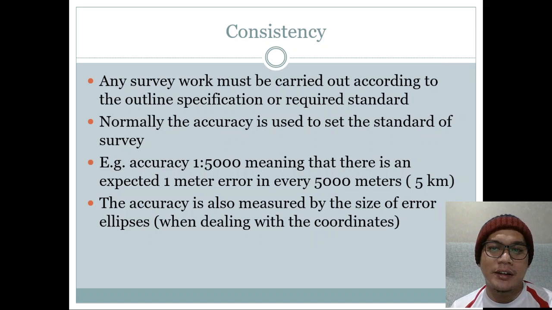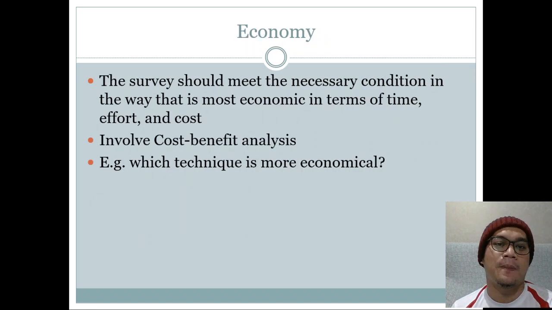Any survey works must be carried out according to the outline, specification, or required standards, where normally the accuracy is used to set the standards of the survey. Okay? So, meaning to say, the map that we created can also give us the expected error for certain scales given. Another one will be the economy. So the survey should meet the necessary conditions in a way that is most economical in terms of time, effort, and cost. So nowadays, GPS offers a more economical process in establishing points.